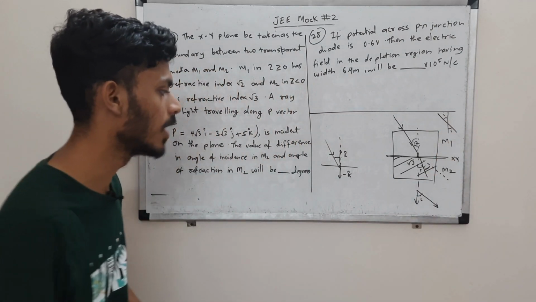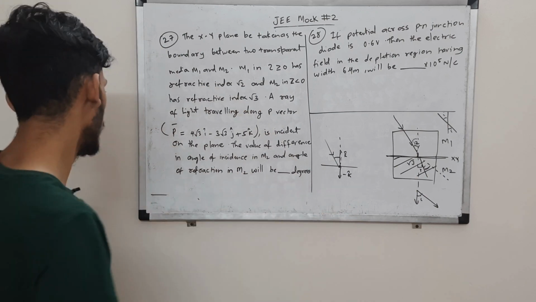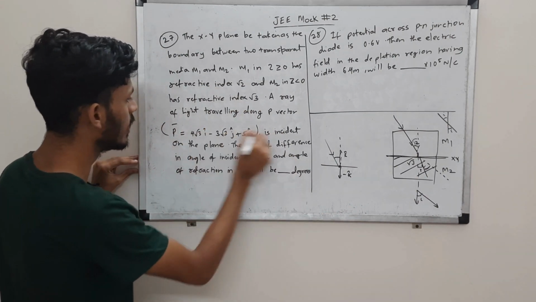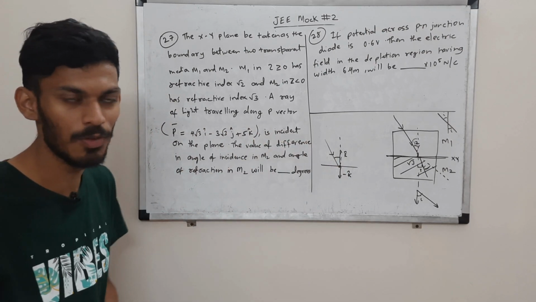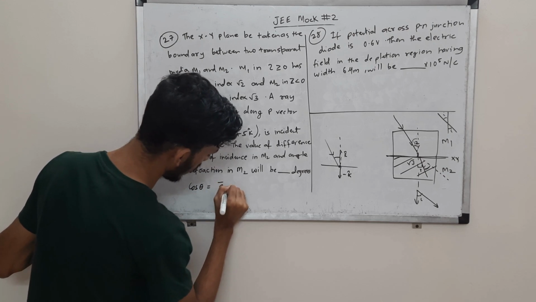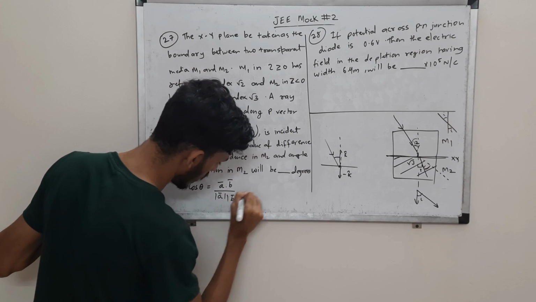Okay, so a key point is to take minus k cap as your normal. Let's find the angle between these two vectors. How do you find the angle between two vectors? Cos theta, from the definition of the dot product: A dot B upon magnitude of A into magnitude of B.